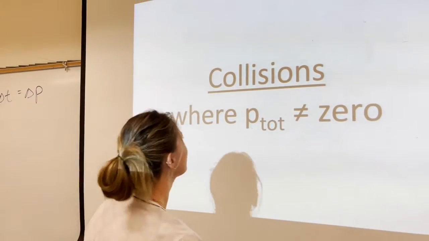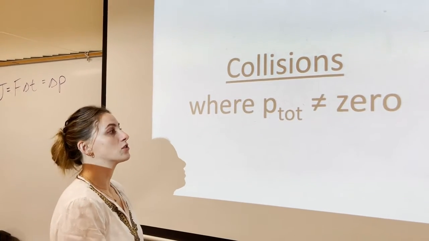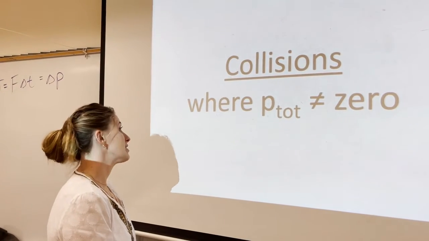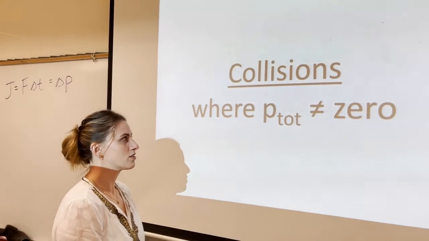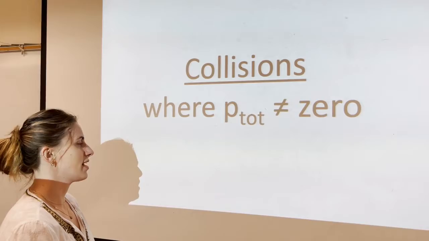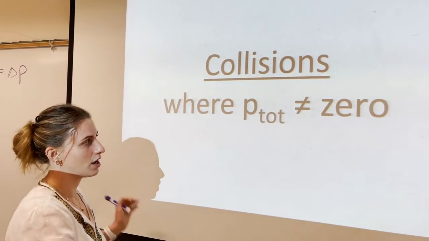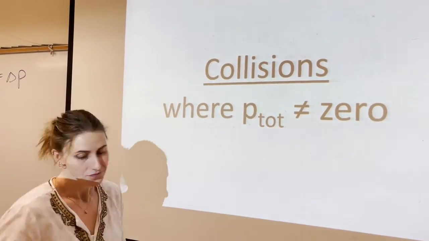Now we have collisions, where the total momentum does not equal zero. Rather, you have to figure out what's going on here. What does that look like? Two objects will collide and either bounce off or stick together.